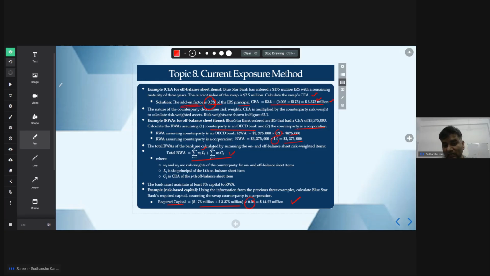Then from CEA to RWA, how do you move? You apply 20% or 100%, depending on the counterparty risk weight, and then you add it. Finally, on balance sheet RWAs, you calculate the total RW: 175 plus 3.375, and you multiply by 8%. Capital required is 8% of the total RW. So that is the calculation.